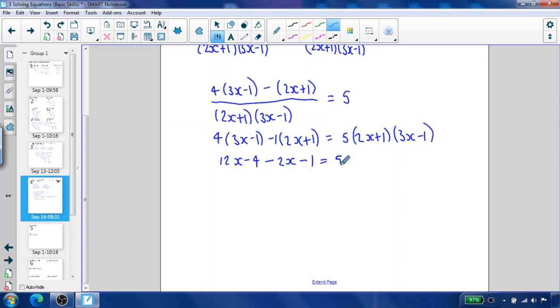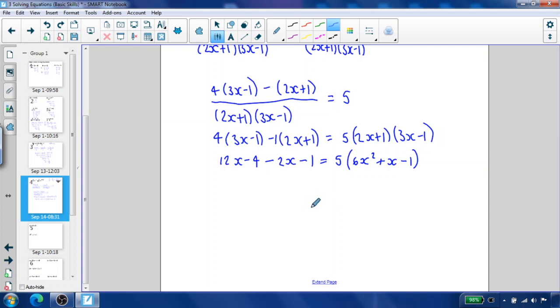It is equal to, now I'm going to leave the 5 there and expand this out. We've looked at expansion already. This is going to become a quadratic. So I'm going to have 2x multiplied by 3x, which is 6x squared. 2x multiplied by minus 1 is minus 2x, and then 3x will be here. So minus 2x add 3x is just x. And then I'm going to have a minus 1 because 1 multiplied by minus 1 is minus 1.